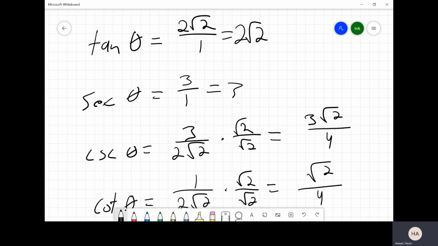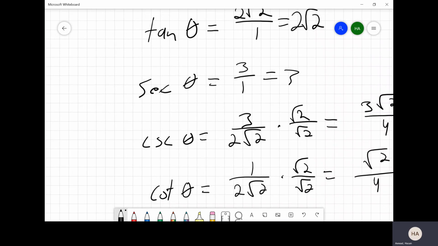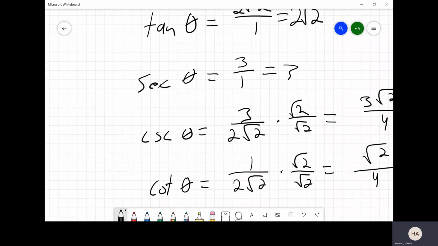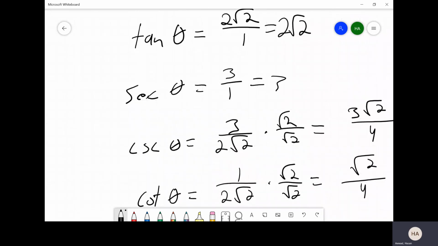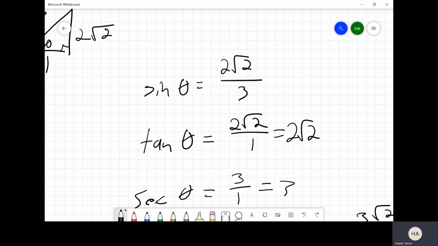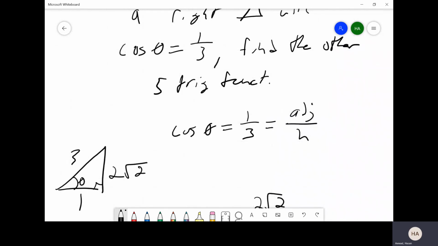So we were able to determine all 5 of the other trigonometric functions here: sine, tan, secant, cosecant, and cotangent, just from having the information of one of the trig functions, and also the knowledge that this is a right triangle. So that's all you need. If you know that it's a right triangle, and if you're given one of the trig functions, you can find the other trig functions as well.